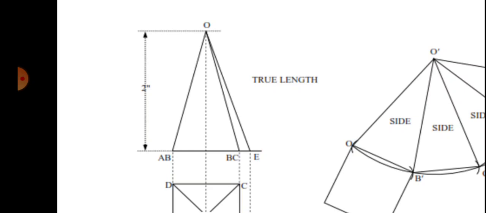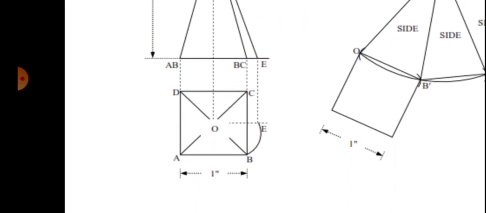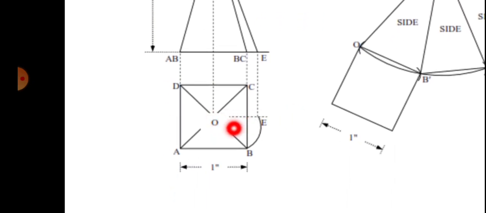So this is the actual thing. What do you mean by true length and what do you mean by apparent length? The lines which are inclined to any of the planes will not be the true length. When the lines are parallel to the planes, then only we can get the true length. So this is what it means. OB right now is not the true length. It is already inclined, so you are rotating it and making it straight. Now it becomes the true length.